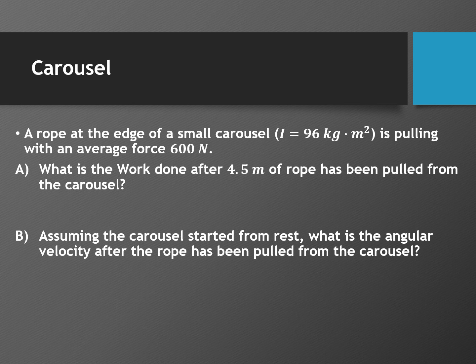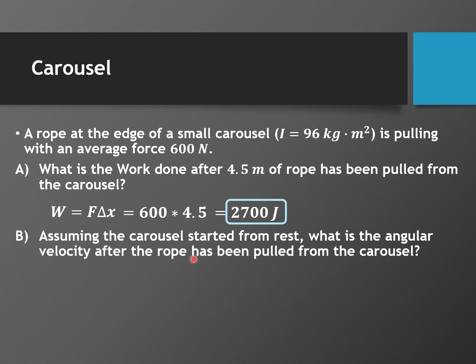Now the carousel is staying in one place, so it's going to be rotating around its axis of rotation, which means you're going to have rotational kinetic energy. However, we're given the net force and we're given the displacement. So we can use the work equation as force times displacement to get the amount of work done. So that's going to be 600 times 4.5, which is 2,700 joules.